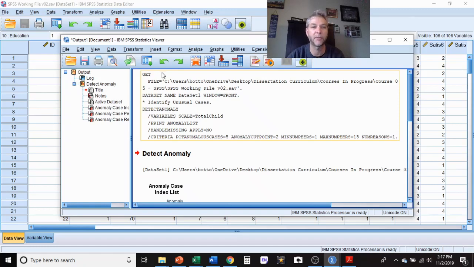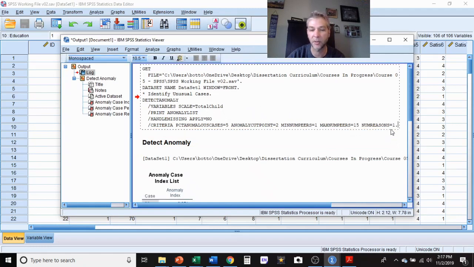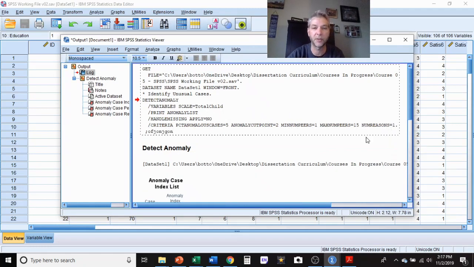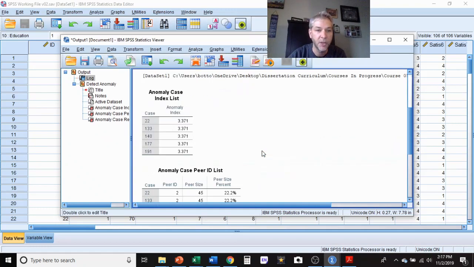And again, if you remember from our previous lecture, we can actually go in here and type notes, double click inside the box, and type things like why we did that. Anyway, what we find is that it looks as if there are 1, 2, 3, 4, 5 cases that were placed on this list of anomalies. And it gives us the case numbers, so these would be the participant numbers.